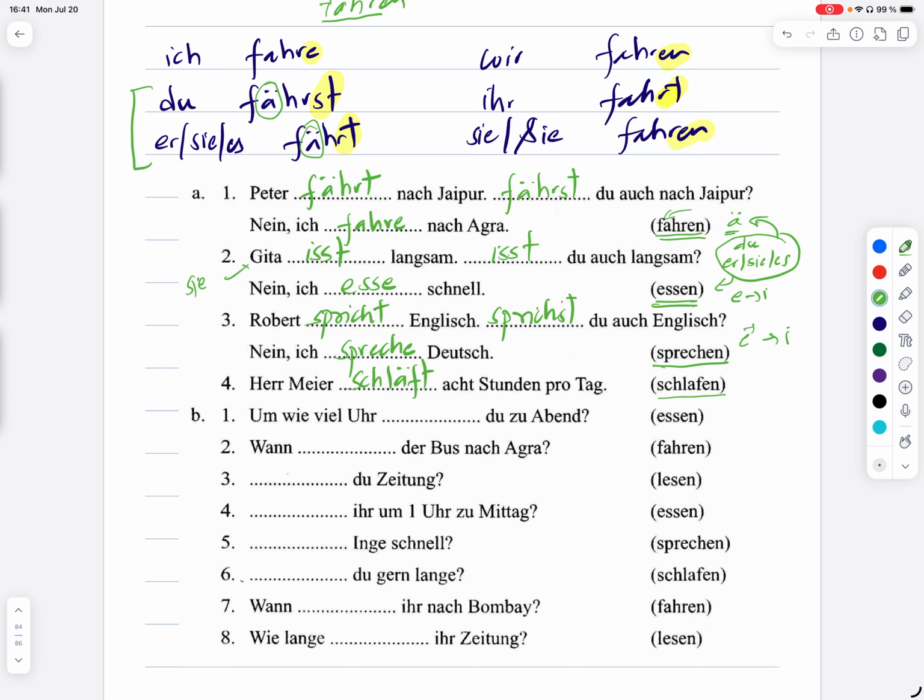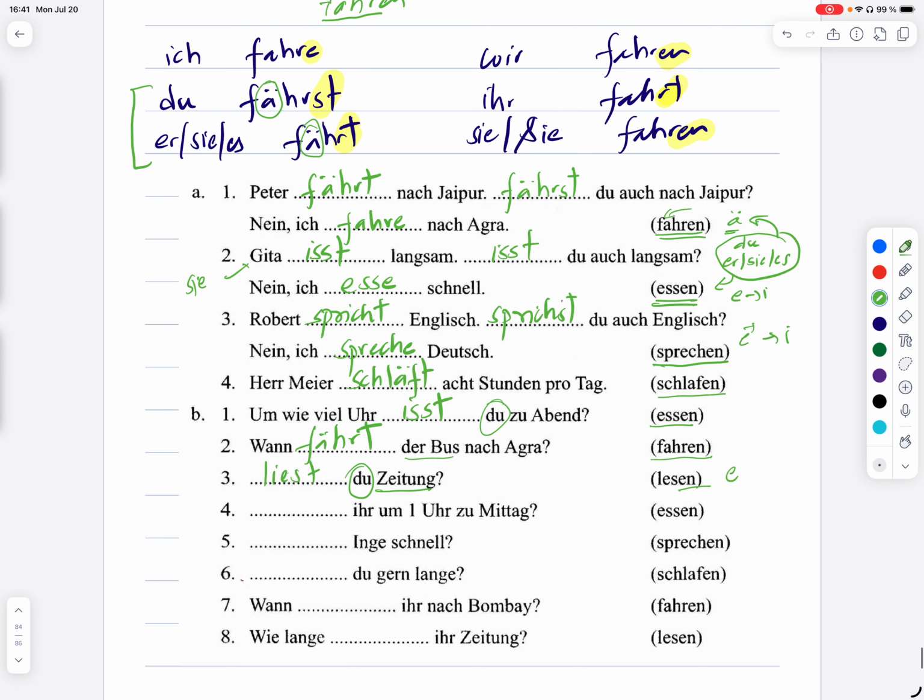So, wie viel Uhr, according to du, wie viel Uhr isst du Abend essen? So it will be isst. Wann fährt der Bus nach Agra? So der Bus, so this is er. So fährt. Then, das du Zeitung lesen, according to du this, we will do liest du Zeitung. So lesen, this is e going to i, right?